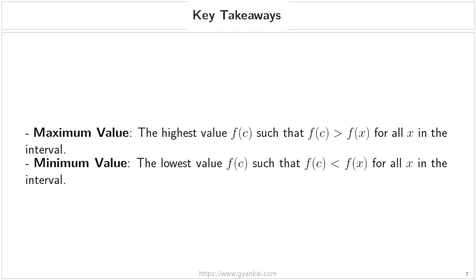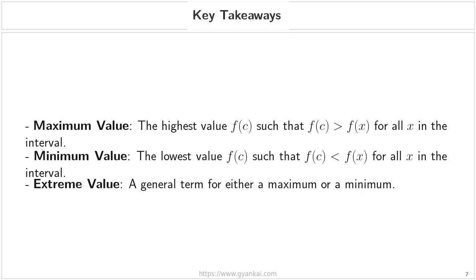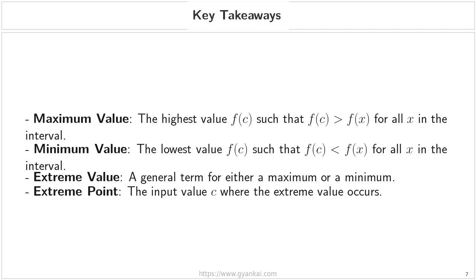Similarly, the minimum value is the lowest output, f of c, where f of c is less than f of x for all other x values in that same interval. As we discussed in the earlier slides, the term extreme value serves as a general collective name for either a maximum or a minimum. And finally, the extreme point is the specific input value, c, where that extreme value occurs. Just keep in mind the distinction we highlighted in the previous slide. The point is the where on the x-axis, while the value is the what on the y-axis.